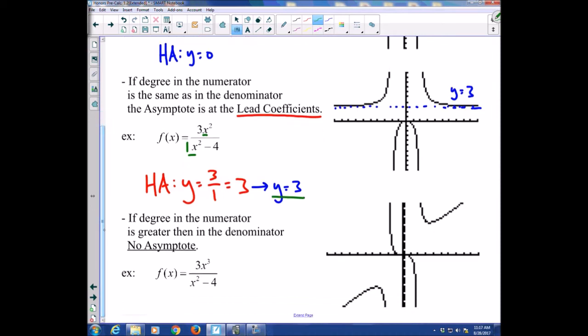So finally, our last example of a rational function, or the last possibility for a rational function with regards to degree in numerator and denominator, is if the degree in the numerator is larger than the degree in the denominator.